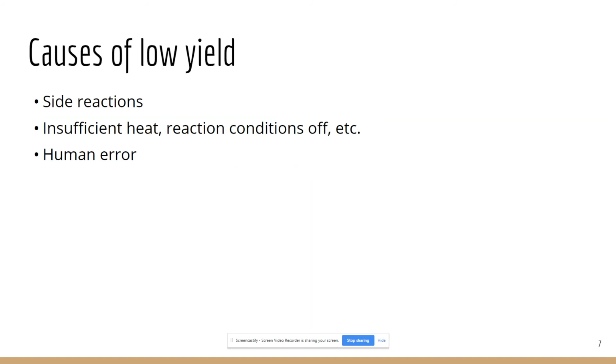Pause here. So causes of low yield, meaning under 100%. It's not necessarily a bad thing to have a low percent yield, depending on the reaction. It could be because of side reactions, meaning that a different reaction is happening besides the one you want to happen. It could be that there's insufficient heat, or some sort of reaction condition that is off, like humidity in the air.